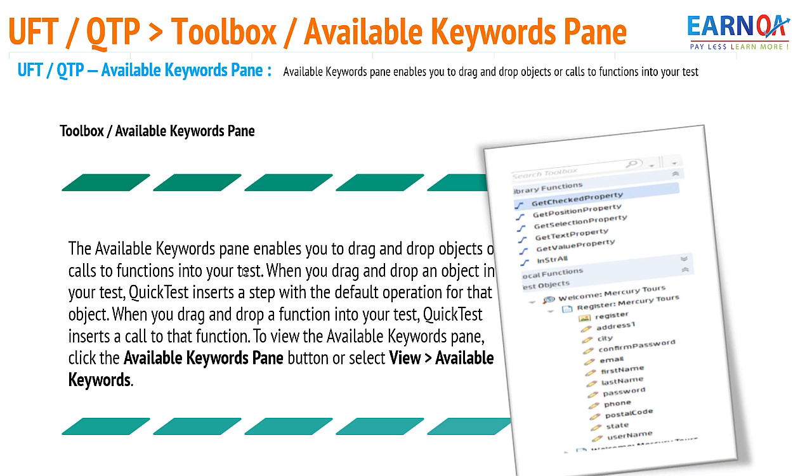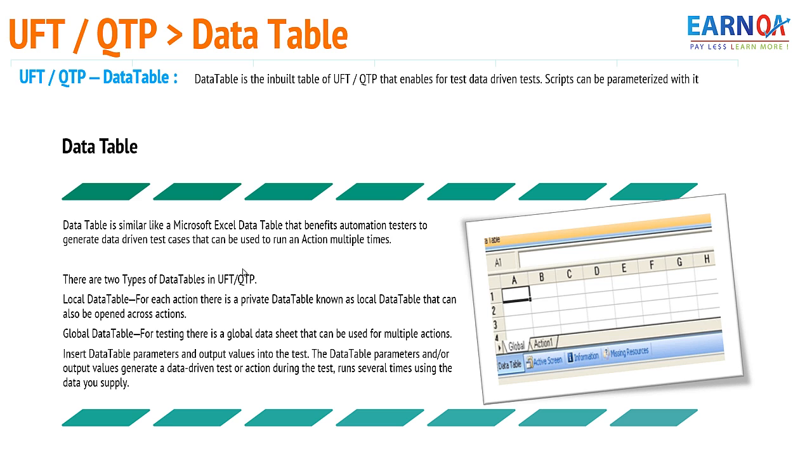The next one we look at is the data table. So what is a data table? A data table is a place where we could parameterize the test. For example, I have a login scenario where I want to iterate the test 10 times, but where do we pass 10 user data? One of the easiest ways to parameterize, to pass the data in QTP, is called the data table.